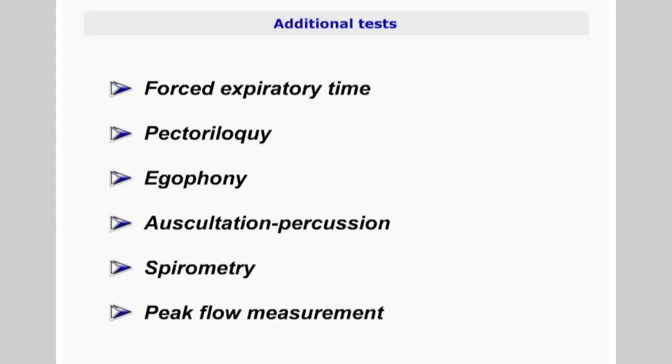In addition to the above basic assessment of the respiratory system, there are several other assessment techniques and tests which can be added. Some of these include forced expiratory time and peak flow measurements, pectoriloquy, egophony, combined auscultation percussion, and spirometry measurements.